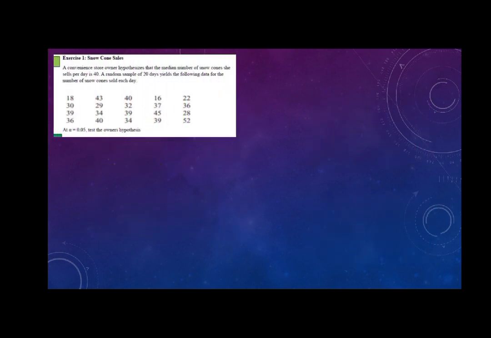And now let's proceed to our example, exercise 1, snow cone sales. A convenience store owner hypothesizes that the median number of snow cones she sells per day is 40. A random sample of 20 days yields the following data for the number of snow cones sold each day: 18, 30, 39, 36, and so on. At alpha level equal to 0.05, test the owner's hypothesis.